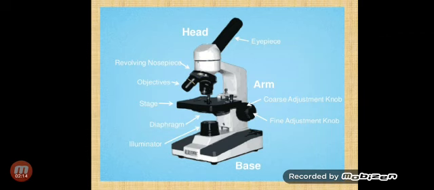And apart from that you can see two knobs. One is the coarse adjustment knob, which is used for making rough adjustments, and another is the fine adjustment knob, which will be used for making accurate adjustments.